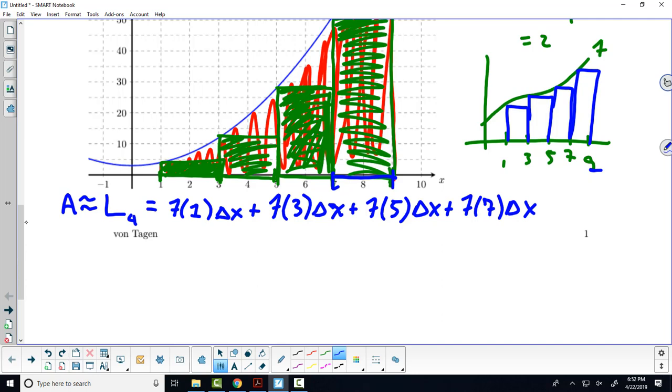Great. So if you plug 1 into this function, well, it's 1 squared plus 3, so we get 4 times 2. Then we plug 3 into the function and I think we get 12 times 2, plus 28 times 2, plus 52 times 2. Everyone see how we got those? How did I get that last 52?